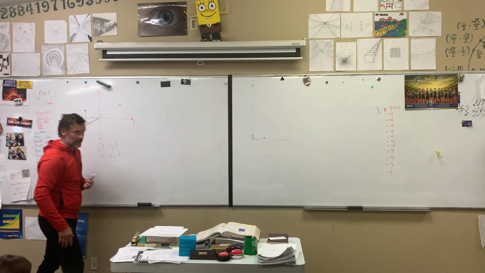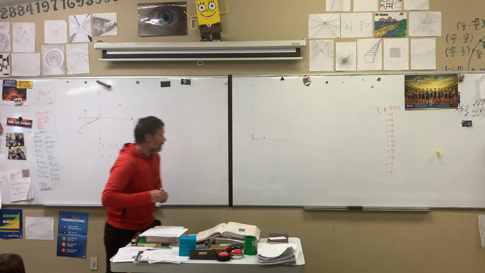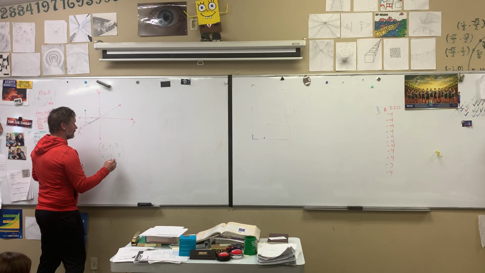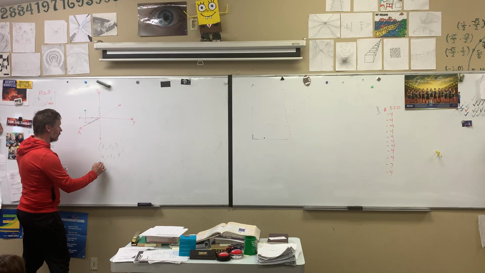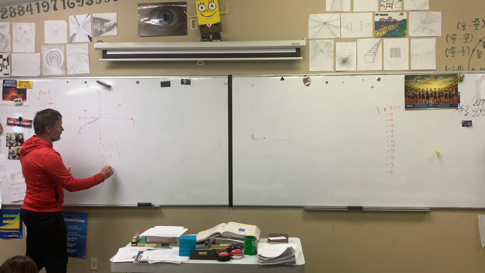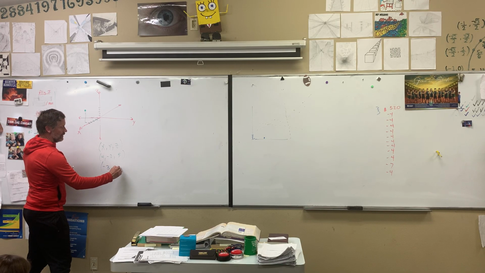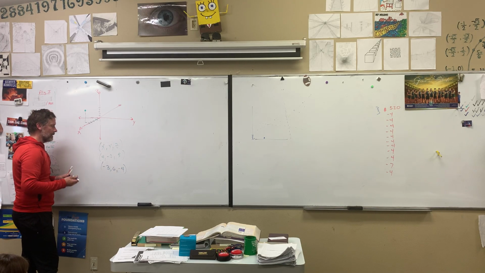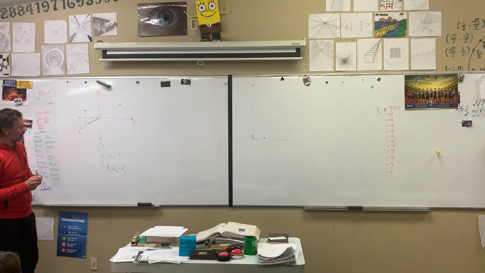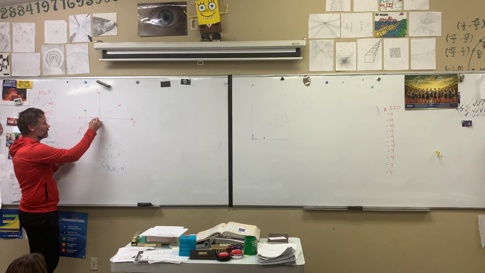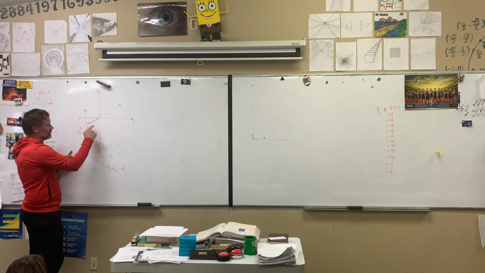If you were to do, I can do it in a blue pen here. Let's do another one. Let's say you had a coordinate, let's go -3, and then a positive 6, and then -4, let's say like that.